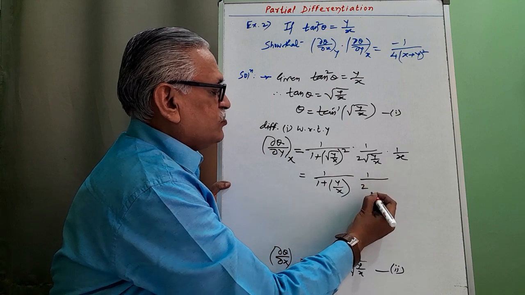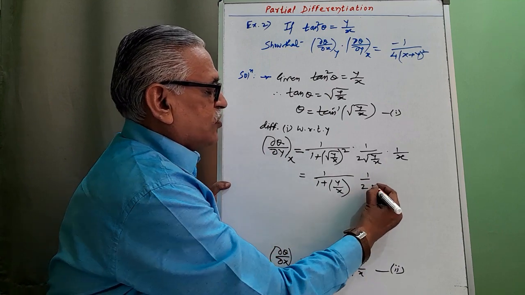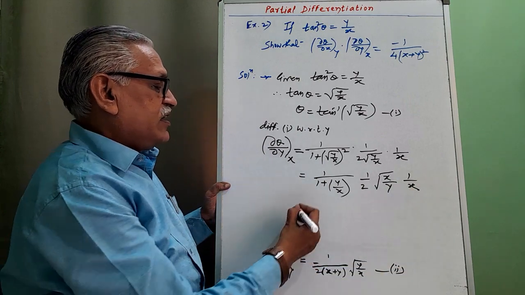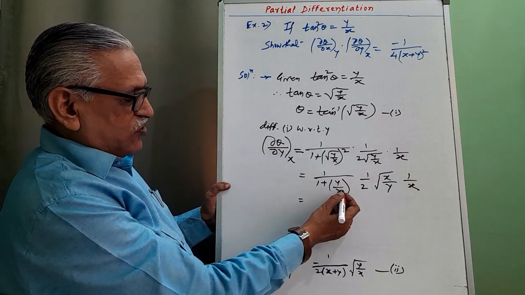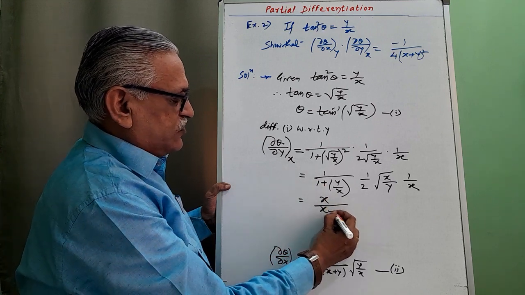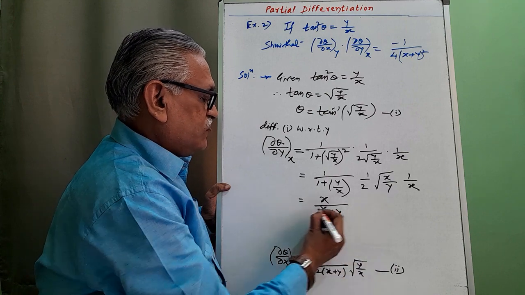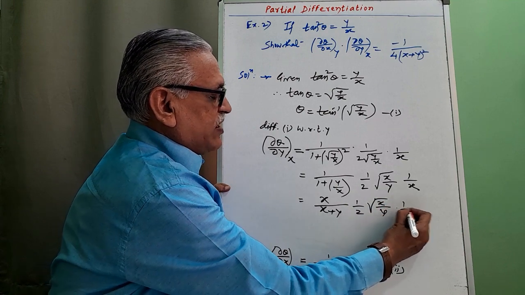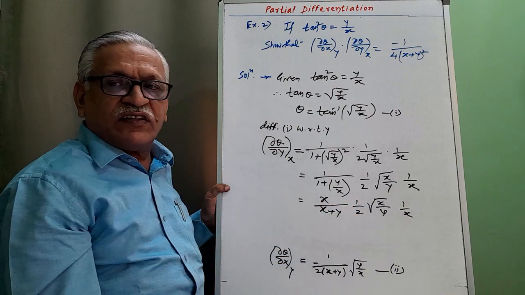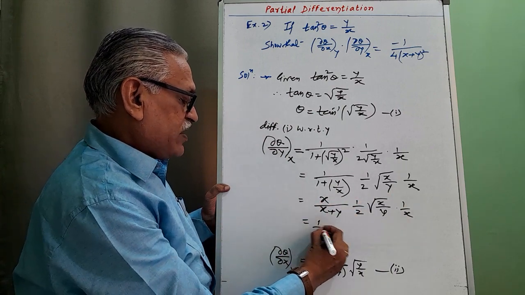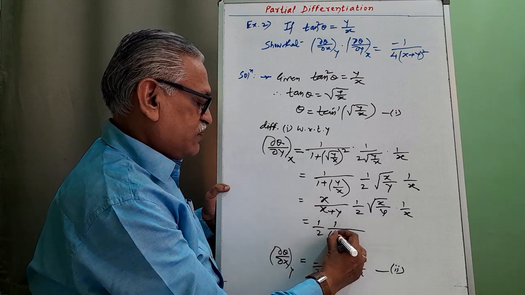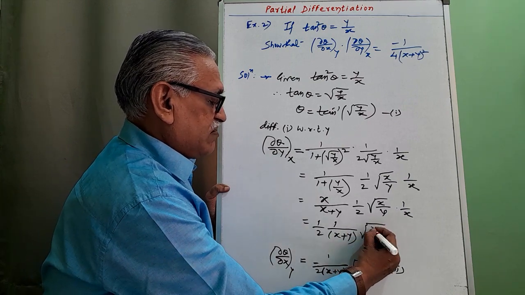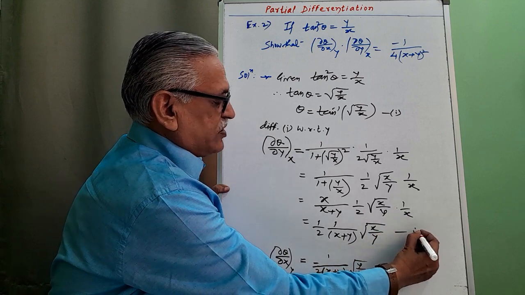1 by 2 root of x by y into 1 by x, and therefore we have, cross multiplying, we get x divided by x plus y into 1 by 2 root of x by y into 1 by x. x gets cancelled, we get that value as 1 by 2, 1 upon x plus y into root of x by y, and we call this equation 3.